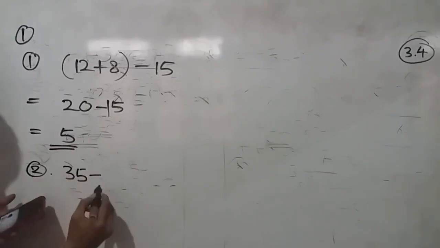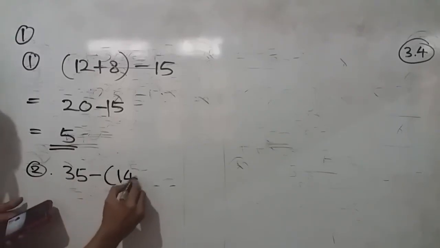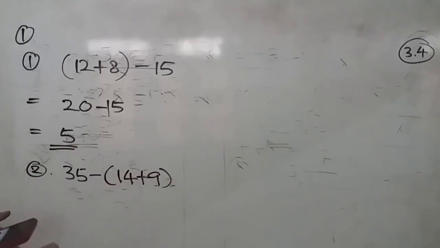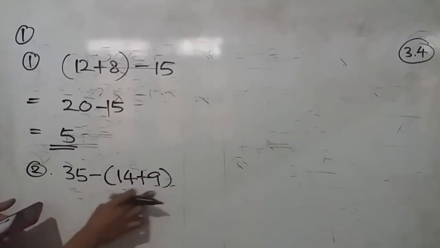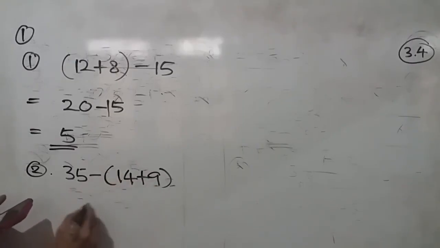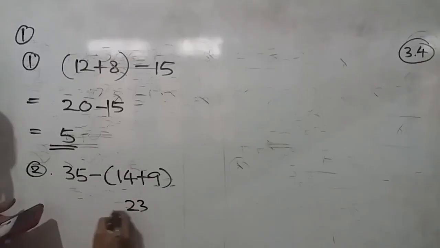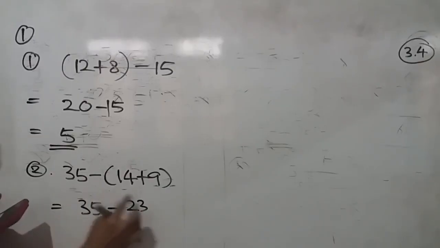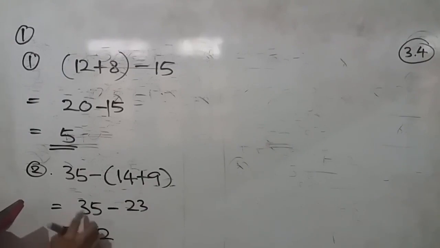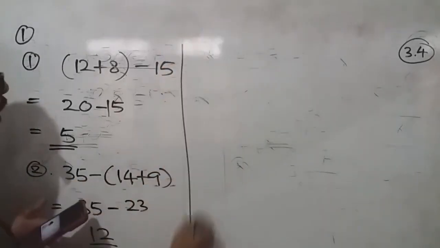35 minus 14 plus 9. So here we have to simplify the brackets, right? So 14 plus 9, what is that? 23. Then you have to subtract that from 35. 5 minus 3, that becomes a 2. 3 minus 2, that becomes a 1. So that is 12. Right.